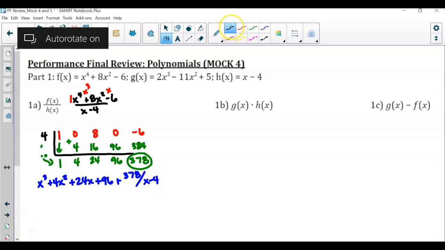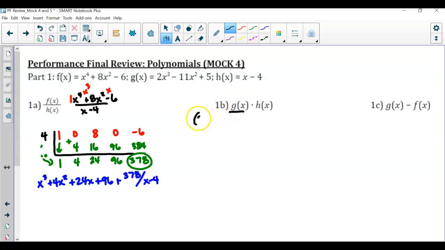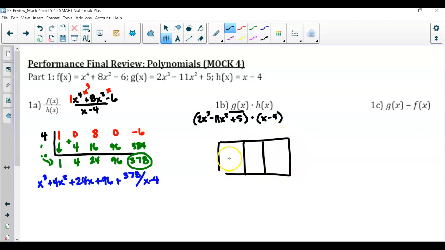And so now notice in 1b how we are multiplying. Now we're multiplying g of x, which is 2x cubed here. So we're multiplying 2x cubed minus 11x squared plus 5 by h of x, which is x minus 4. Now with multiplication, we don't need zeros. We're just going to go right into and set up the area model or box method. So now I need 3 by 2 because of the 3 terms. So 2x cubed minus 11x squared plus 5 times x minus 4 here.